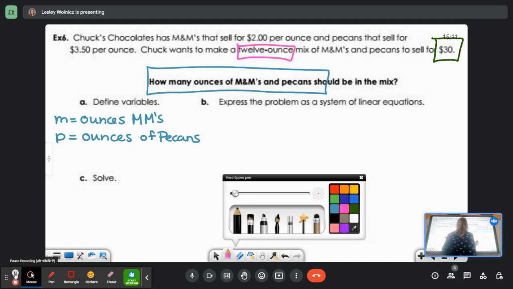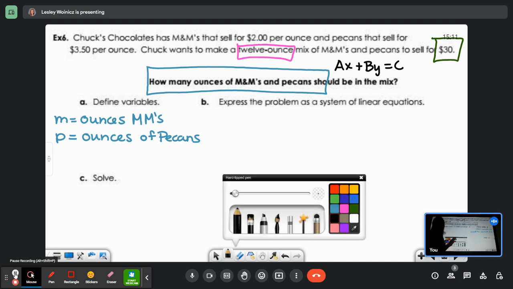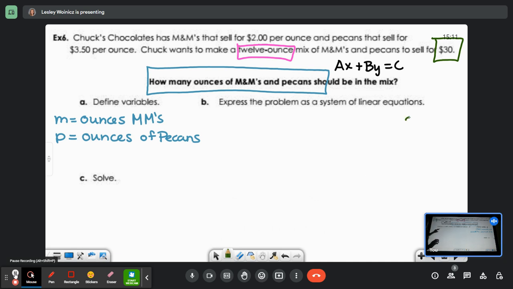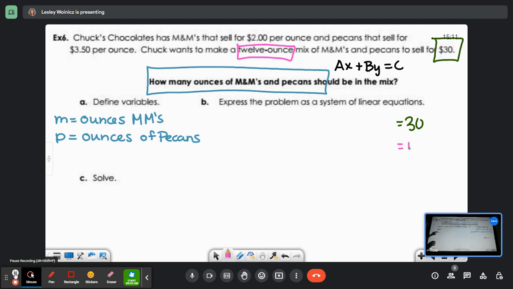Okay, so the equation types that we're going to write look like this. AX plus BY equals C, where the constants are going to be the totals. So we're going to write two equations like that. So I'm going to have a 30 for my total. That's my money equation. And then I'm going to have another one where my total is 12. Because I'm going to add up a bunch of stuff and set it equal to a total.